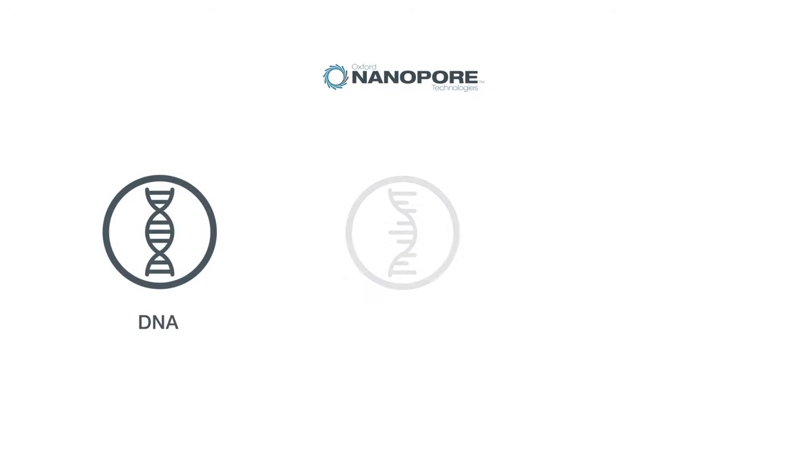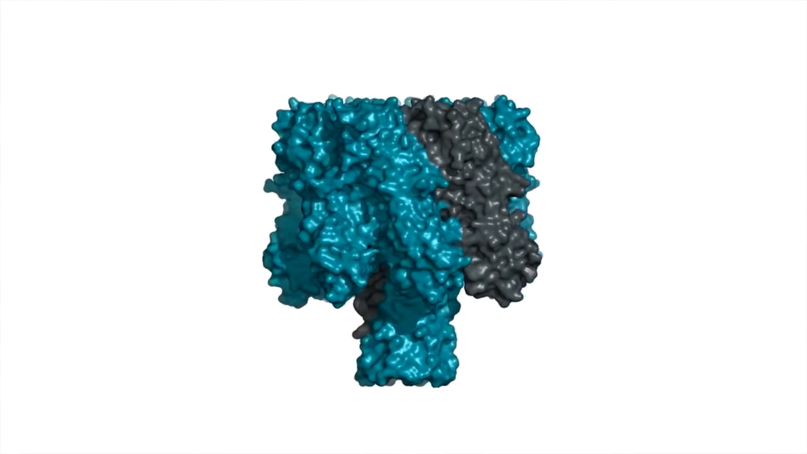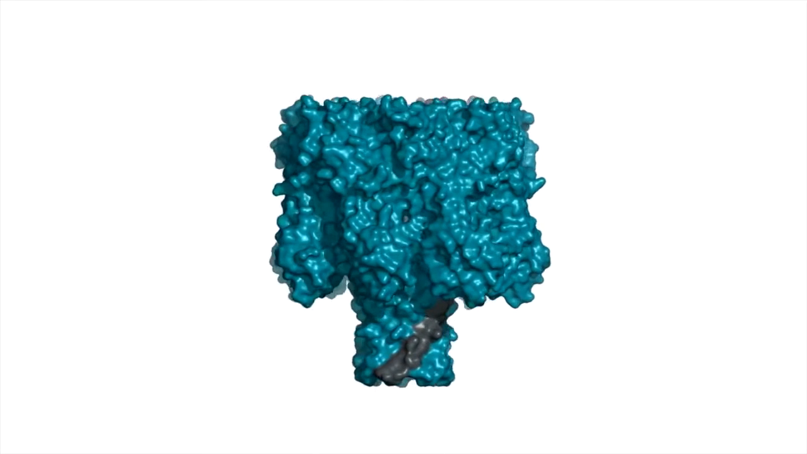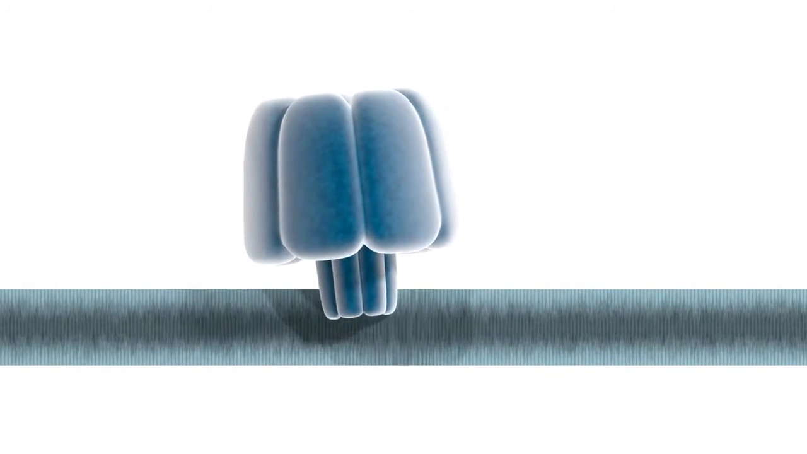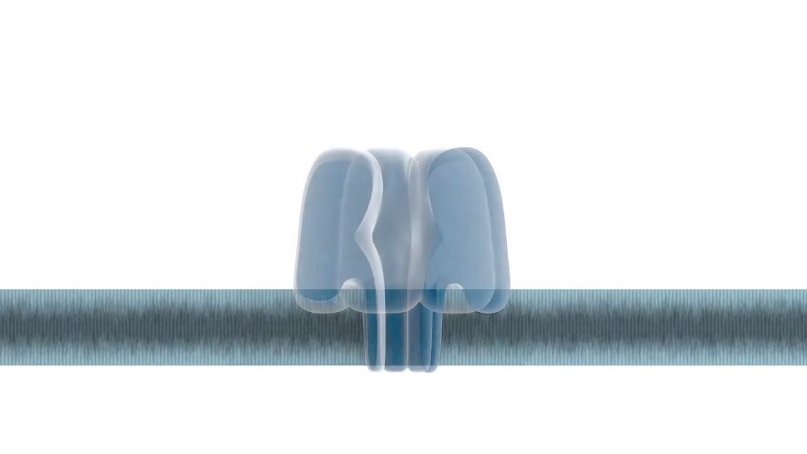Nanopore's technology enables the identification of a broad range of analytes, including DNA, RNA, microRNA, and proteins. At the heart of the technology is a protein nanopore. In nature, nanopores form holes in membranes. In Oxford Nanopore systems, the nanopore is inserted into an electrically resistant membrane created from synthetic polymers.